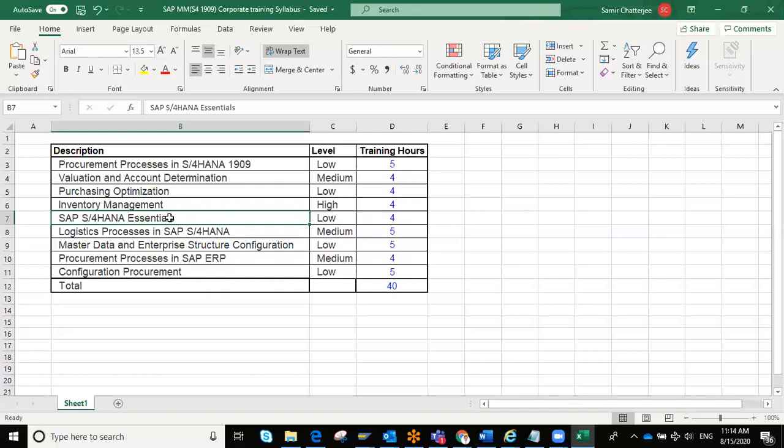Next is the S4HANA essentials. So what are the essential studies that would be there for S4HANA? We shall discuss in micro level. So there we shall discuss what are the specific S4HANA requirements. It starts from GUI, then realize all the transactions or org structure, master data definitions, and last but not the least is the transactional data.